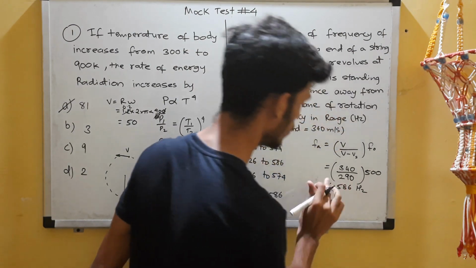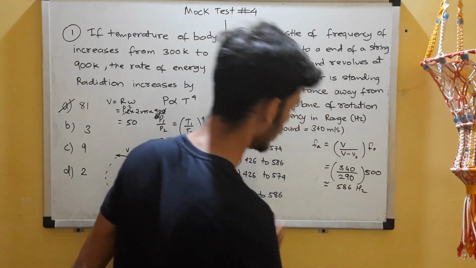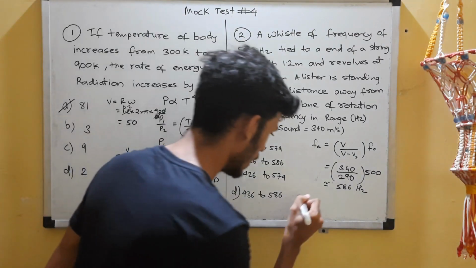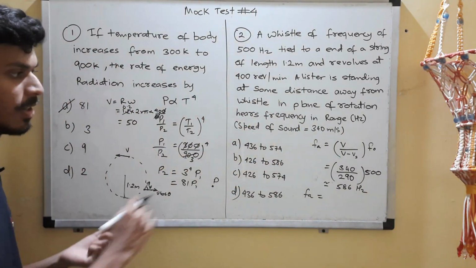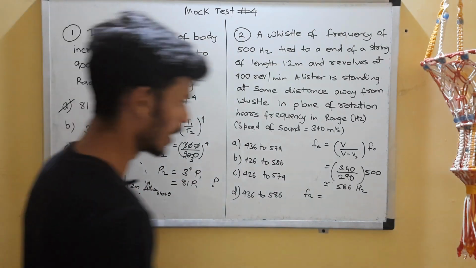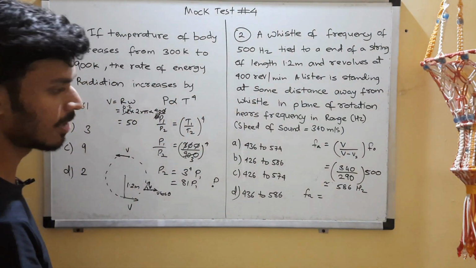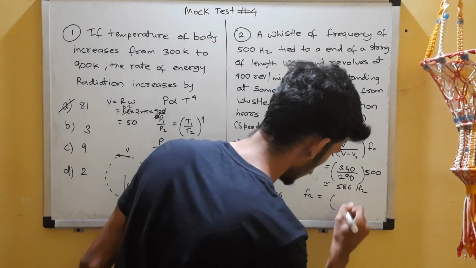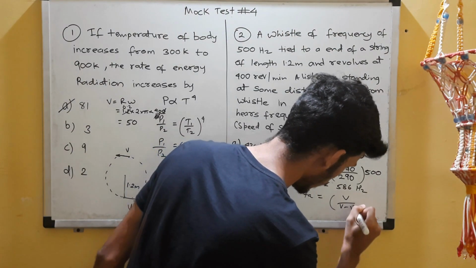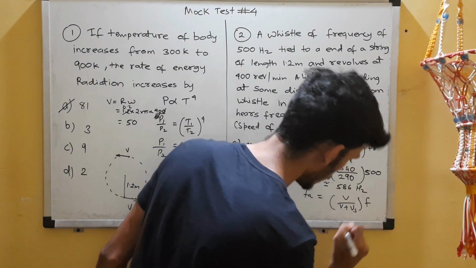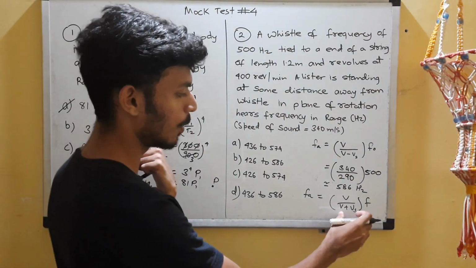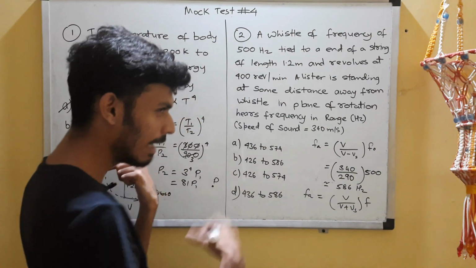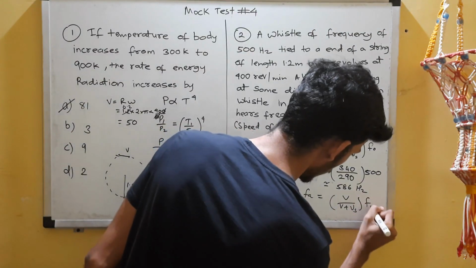So you'll have to calculate this. I know this is a lot of work to do. And the second case is the case of departure. All the frequencies in between will lie between them. The departure one will give you the minimum frequency. So v upon v plus vs, here it will be plus, right? Because it is departing away, it will increase the denominator and decrease the apparent frequency.